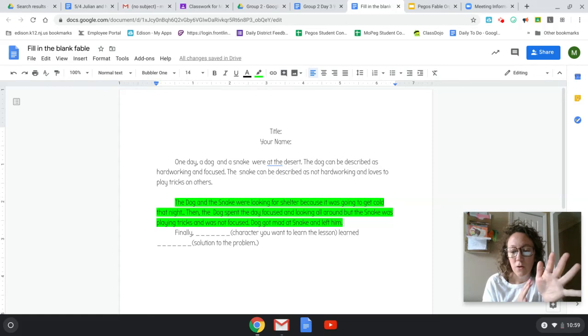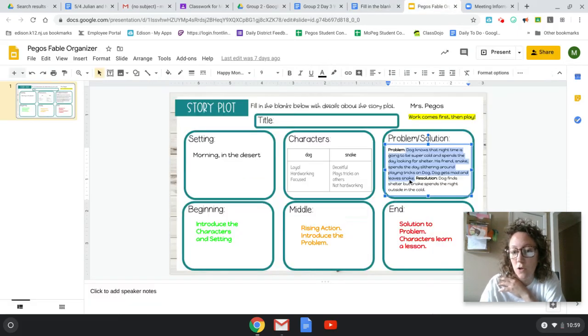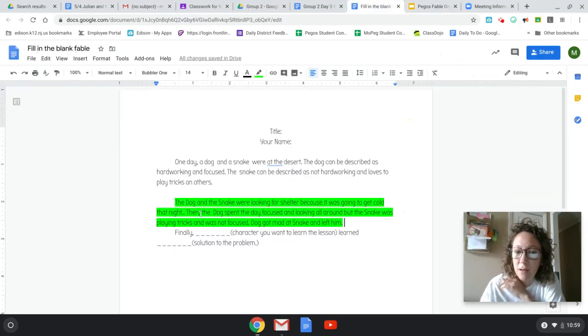Okay, that's your middle. Try your best with this. You have 2 options. You can fill in the blanks, or you can just copy and paste your problem from the original organizer right here. You're not doing the solution. The solution, we haven't solved the problem yet. That's our ending of the story, all right? Now I just need to make sure that it makes sense.